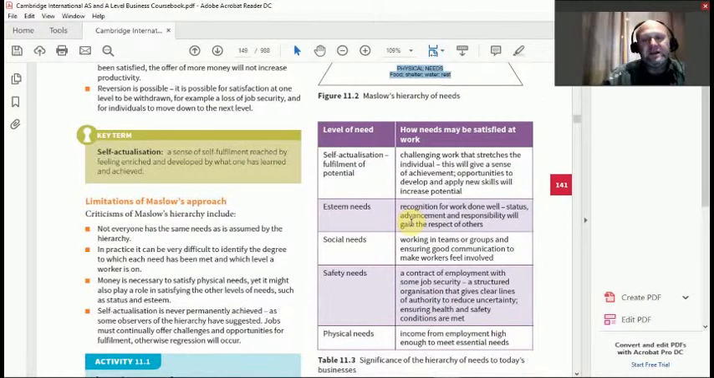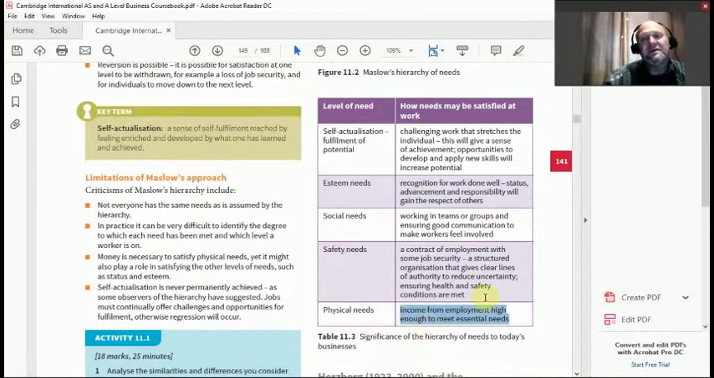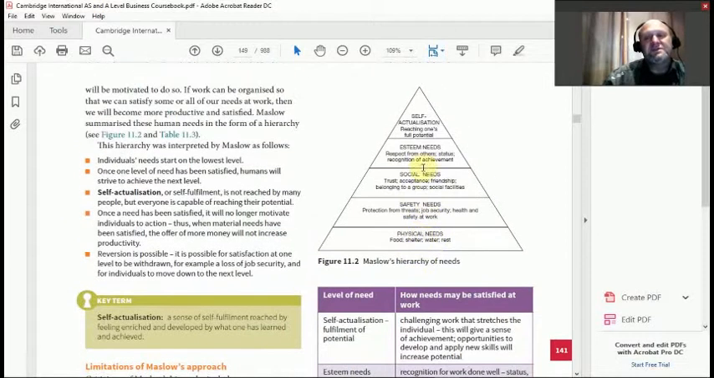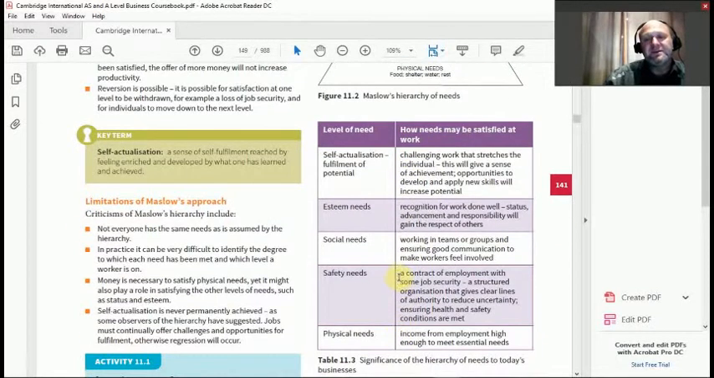Okay, so income through employment has to be high enough. So in other words, they must be paid high enough in order for them to meet their essential needs, be able to buy food, afford a shelter, have water, and to be able to rest. Safety needs were the second layer, and that was protection from threats, job security, health, and safety at work. What does that mean in business? Safety needs is a contract of employment with some sort of job security, a structured organization that gives clear lines of authority to reduce uncertainty, ensuring health and safety conditions are met.